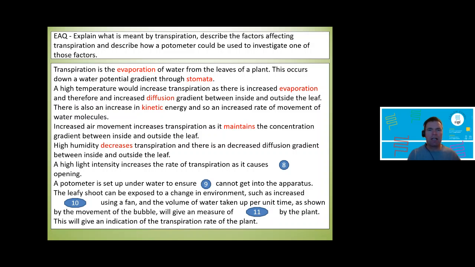And a high light intensity increases the rate of transpiration as it causes stomatal opening. Now, that's not something I've referred to yet. That's more in the gas exchange unit, but it's obviously still relevant.